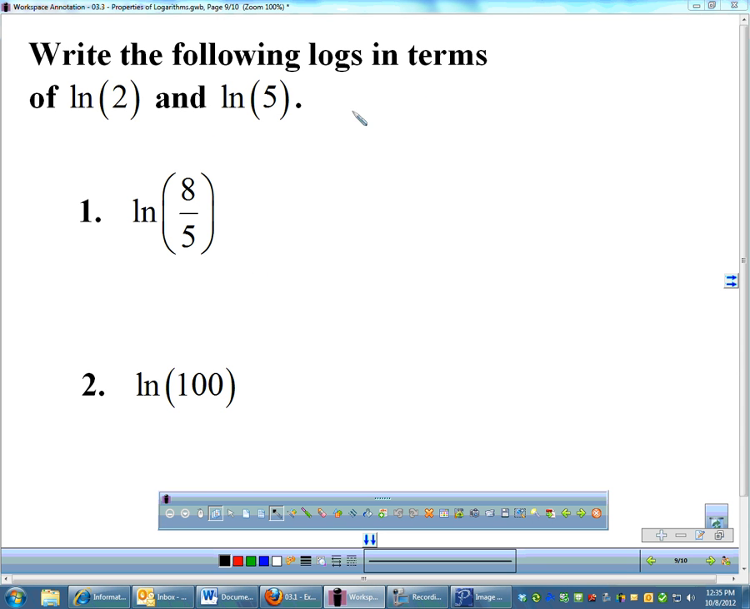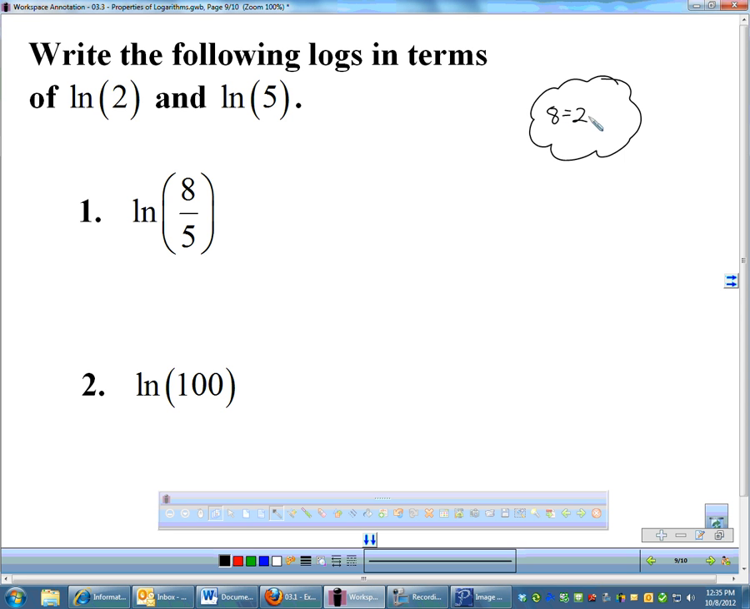Write the following logs in terms of natural log of 2 and natural log of 5. Well, that means I have to convert all of these numbers to where they're related to only 2s and 5s. Well, 5 isn't a problem, but 8, we've got to think about how 8 relates to 2, and I know that 8 is 2 cubed. So instead of ln of 8/5, I'm going to change it to the ln of 2 cubed over 5. And then I'm going to use my properties of logs to split this up.